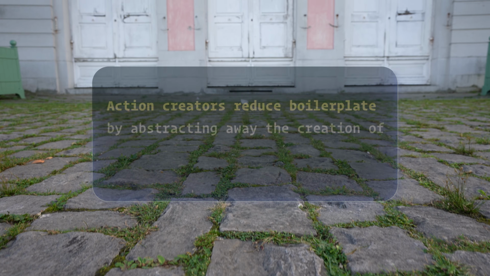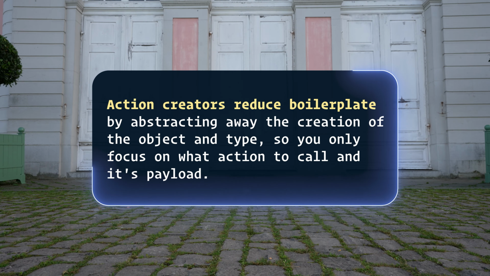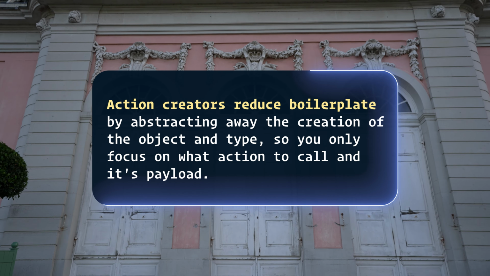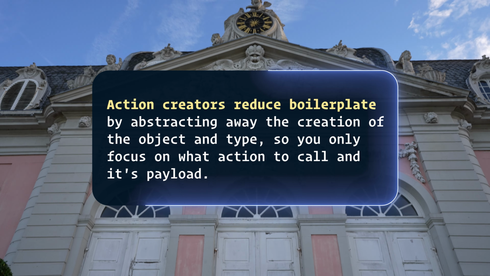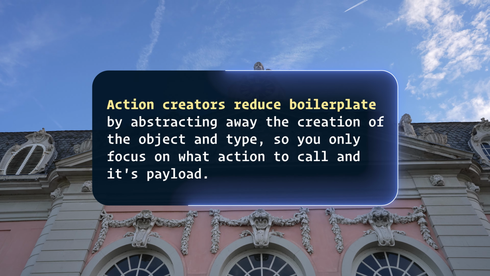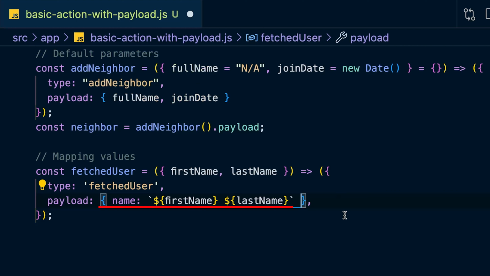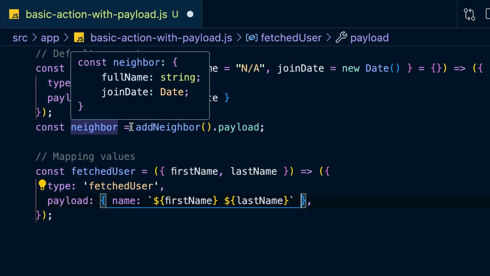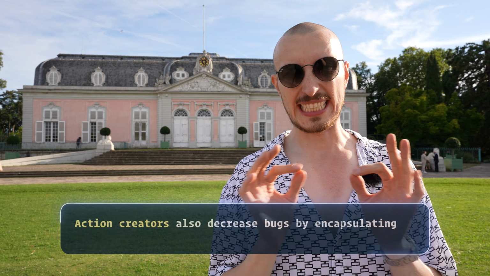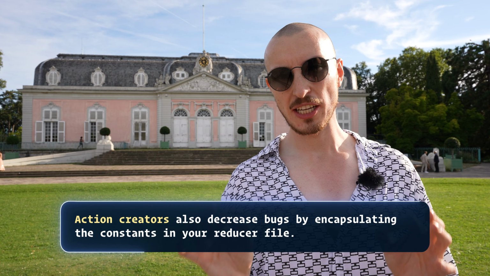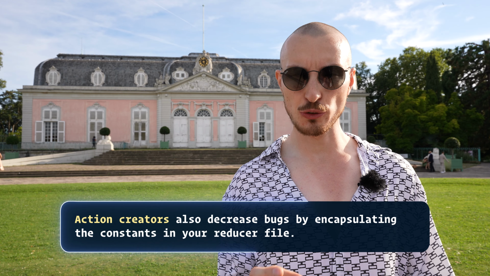Here are the benefits of using action creators. Action creators reduce boilerplate by abstracting away the creation of the object and type, so you can only focus on what actions to call and its payload. And as factory functions, action creators allow you to do calculations on input. For example, you can provide default values through default parameters, which also gives you type inference for free. Action creators decrease bugs by encapsulating the type constants in your reducer file.